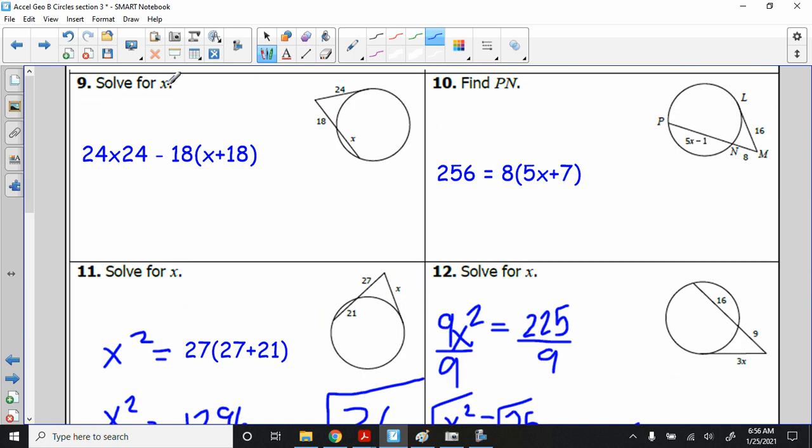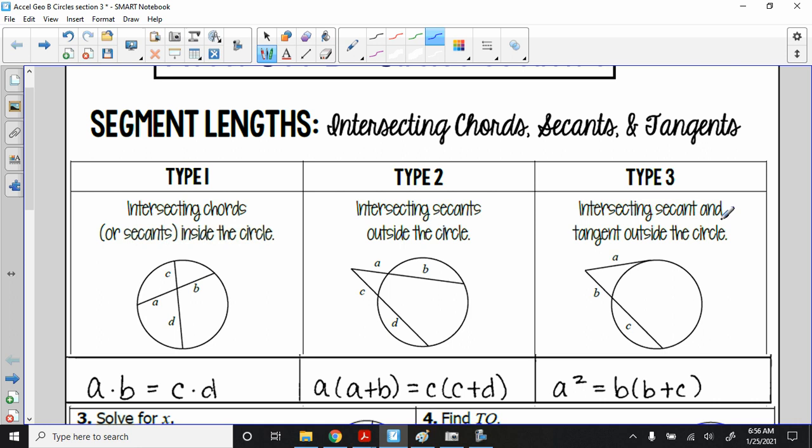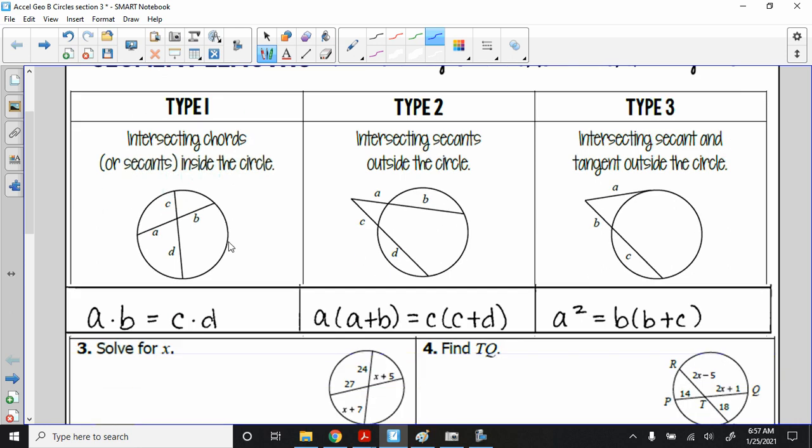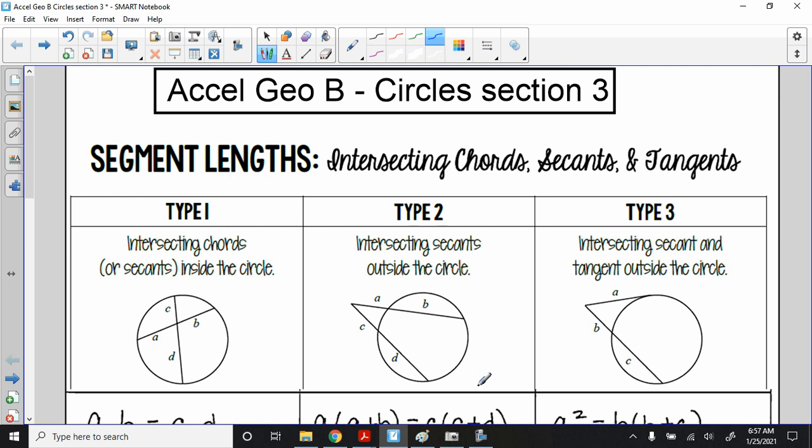So there is your video on how to set up using segment length. The 3 segment length formulas to find variables on segment lengths for type 1, 2, and 3 of intersecting chords, secants, and tangents.